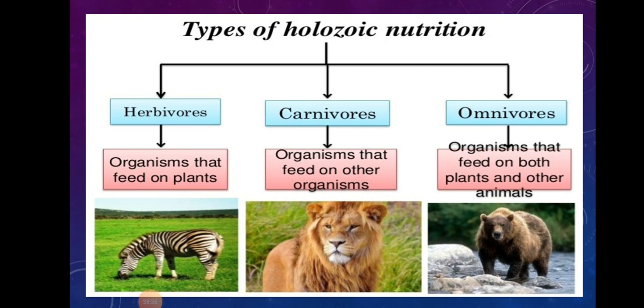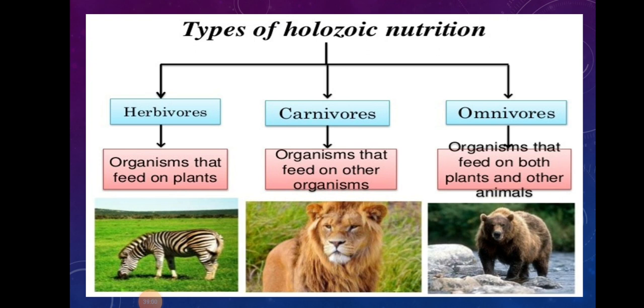Holozoic nutrition, where digestion is taking place inside the body. In case of saprophytes, we have seen first they digest the food outside the body, then they take it in. In case of Holozoic, there is a well developed digestive system, so there is no need of digesting food outside the body, but rather food is digested inside the body itself. Now three types of Holozoic nutrition: herbivores, carnivores, omnivores.